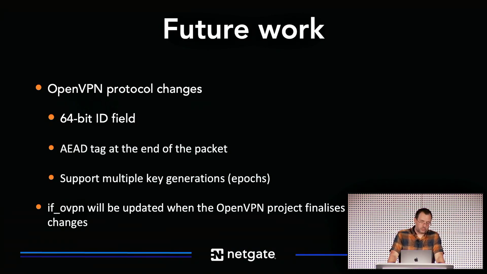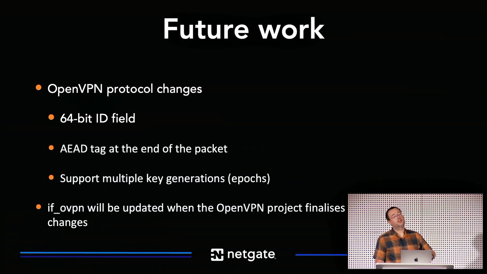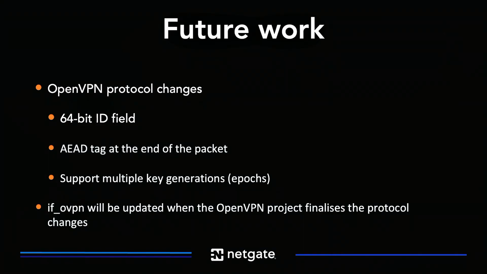Also with support for multiple key generations, they are working to standardize this new protocol version. That's not done yet, so clearly until the protocol is standardized, we can't update the implementation to match the new protocol version. All of this is work to make it work well with very, very fast hardware. 10 gigabits, 40 gigabits, 100 gigabits, because it's the modern world. We all want our extremely high definition cat videos.